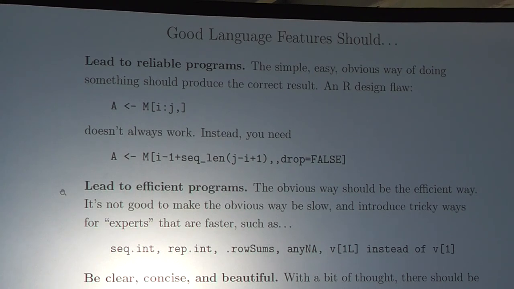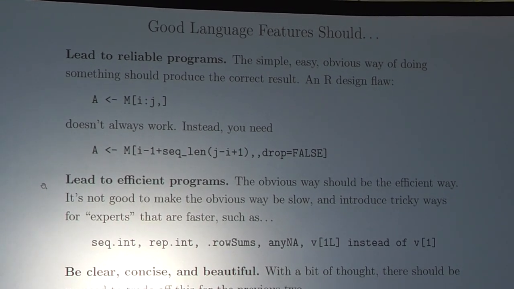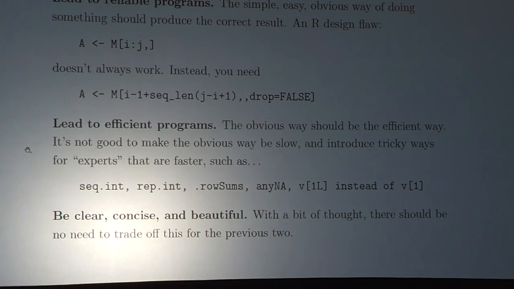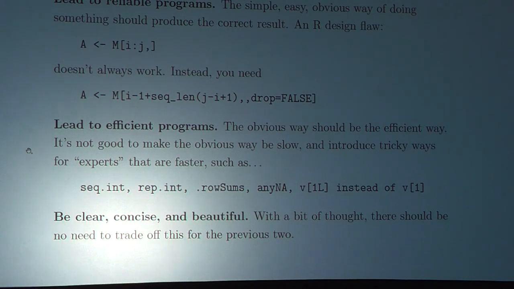Another thing one should aim for is for the obvious way of doing things to also be efficient as well as producing the right answer. And it's not good to say, well, this is inefficient, but we'll add this special funny trick that the experts know of, and then you can get it to go faster if you know that trick. Amongst the things like that are seq.int and rep.int and .rowSums and NA_integer_ and writing L's after your integers. I'm not sure this actually makes things go faster anymore, but at one point at least somebody thought it did. And finally, it's nice if the code is clear, concise, and beautiful.